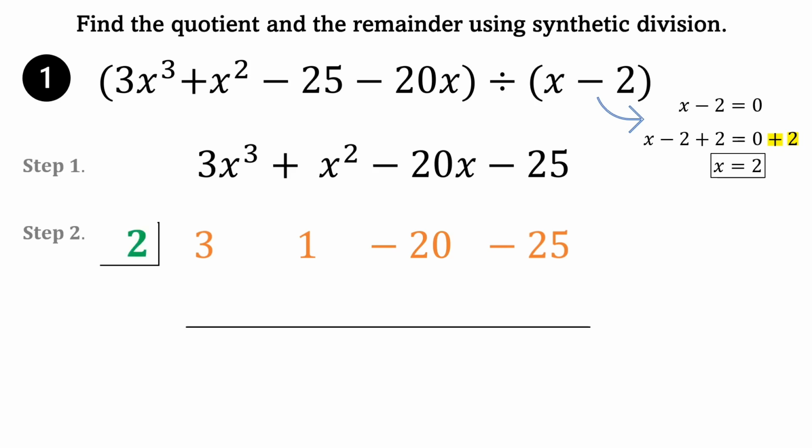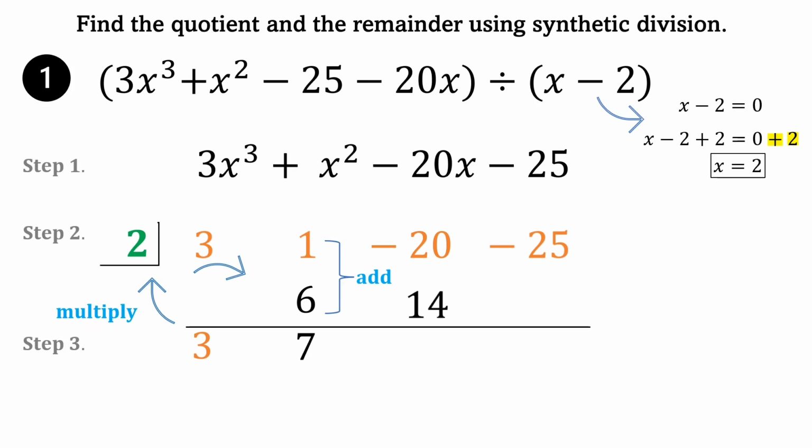Step 3. Bring down 3. Multiply 3 by 2. Write the product under the second coefficient. Then add them, 1 plus 6. Write the answer below them in the third row, that is 7. And then repeat: 7 times 2, the product, right under the third coefficient, negative 14.